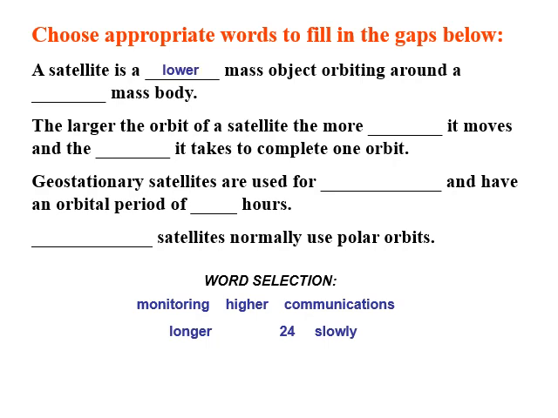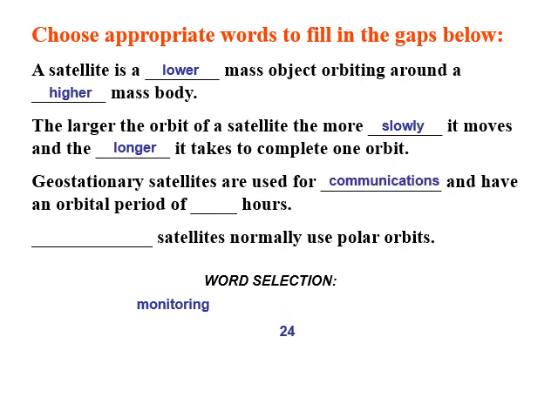Okay, so completing this part of the topic, a satellite is a lower mass object orbiting around a higher mass body. The larger the orbit of a satellite, the more slowly it moves and the longer it takes to complete one orbit. Geostationary satellites are used for communications and have an orbital period of 24 hours, and monitoring satellites normally use polar orbits. Okay, this is to finish off.